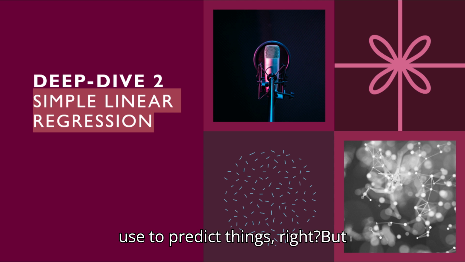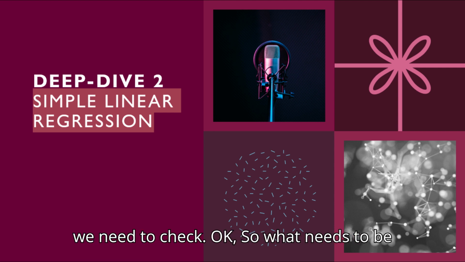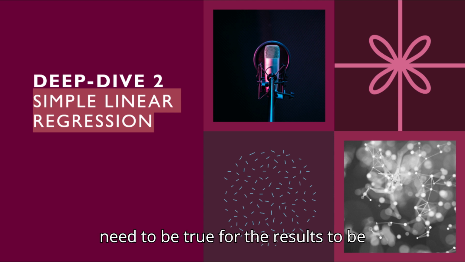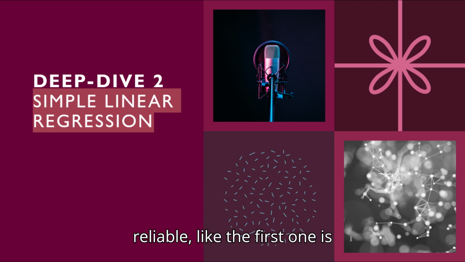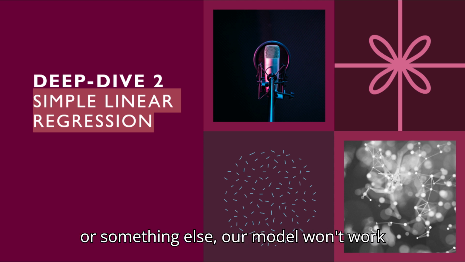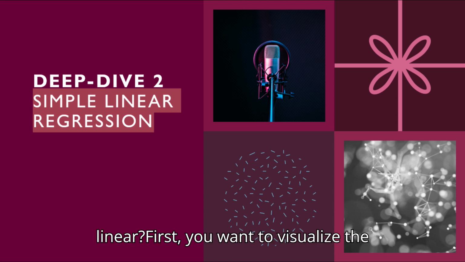Right. But we need to make sure our model is actually reliable first. There are things we need to check. Okay, so what needs to be checked? Well, there are some assumptions built into this model, some things that need to be true for the results to be reliable. Like, the first one is linearity. Linearity. Yeah, we're assuming there's a straight line relationship between x and y. If it's curved or something else, our model won't work well.